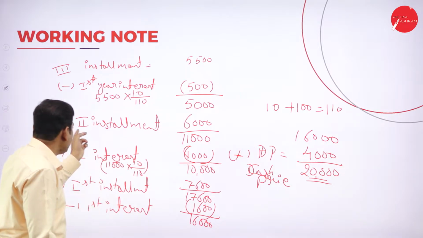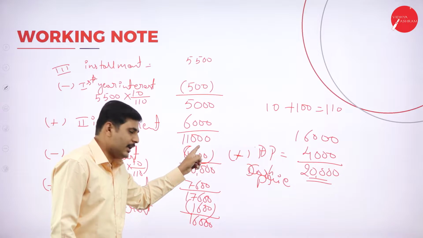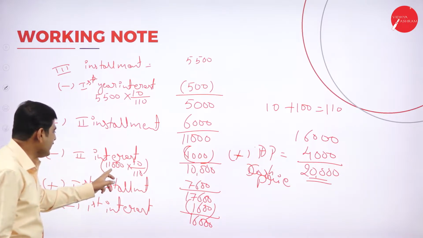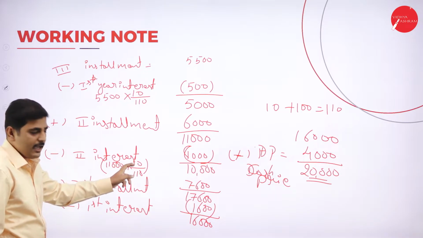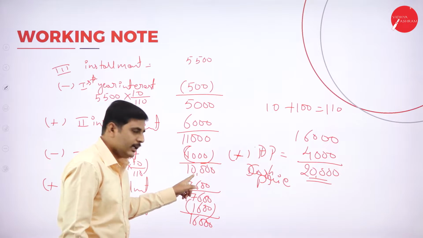So again add the second year installment. If you add second year installment, it will become 11,000. Again deduct the second year interest. So 11,000 into 10 by 110. So you will get 1,000. Deduct this 1,000, you will get 10,000.